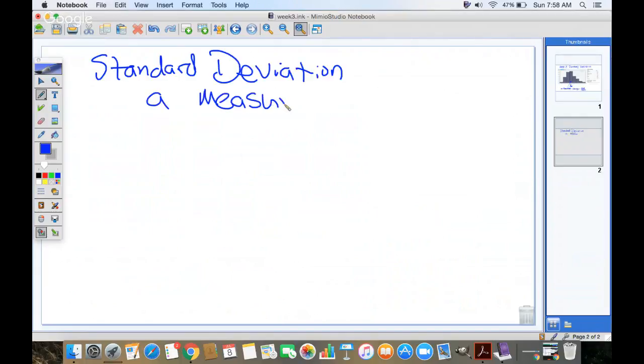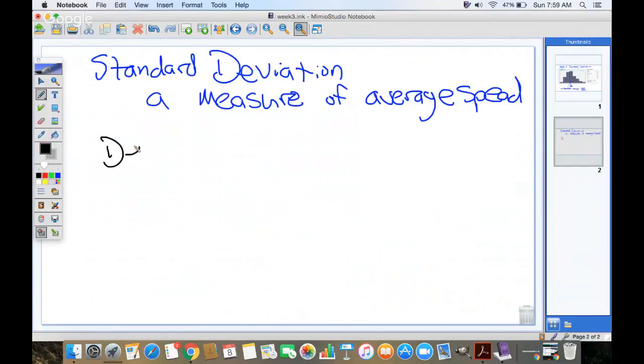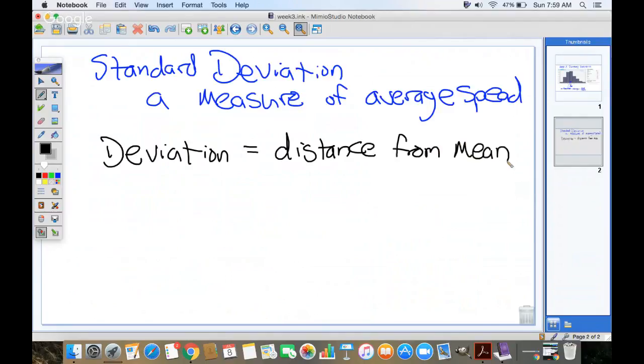So it's a measure of the average spread. There are other measures, but we're not worried about them. So breaking that down a little bit, the idea of deviation. Deviation is just the distance from the mean. So we have a mean here. Mean of a sample is denoted by X with a bar over it. And our mean was 7.9.